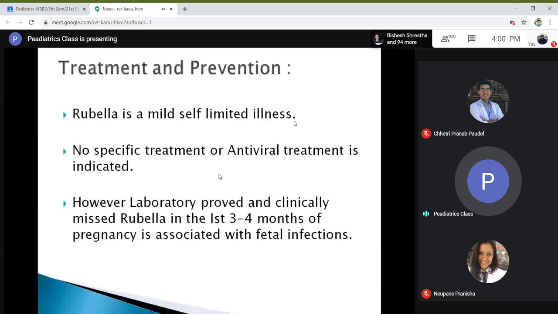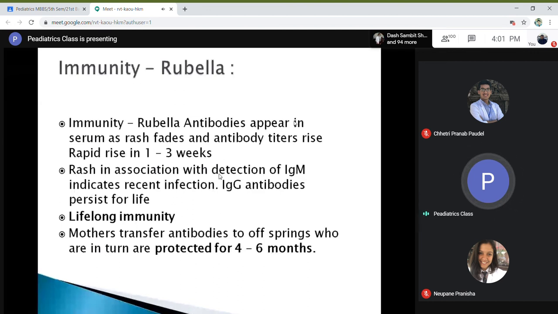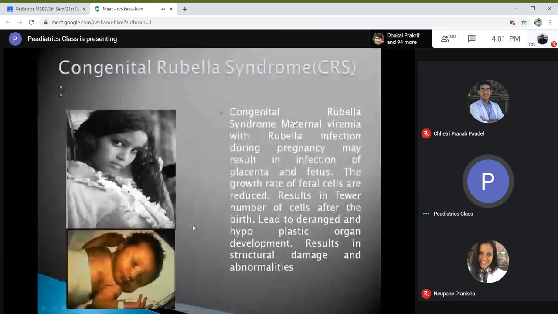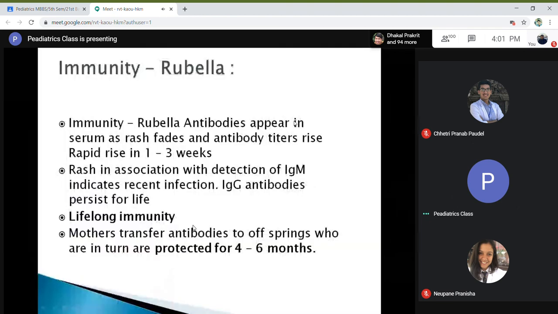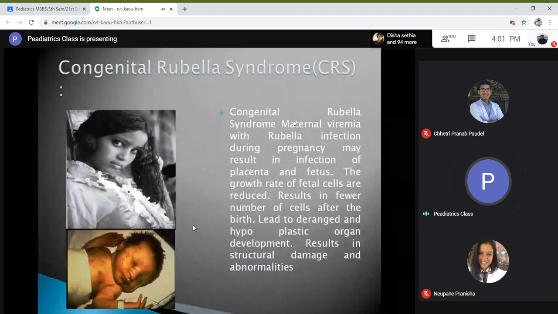So, treatment: it will definitely be self-limited and supportive. If there is fever, you give an antipyretic, and if itchy, something for the itch. What about immunity? Antibodies are formed, and immunity is lifelong, that's important. Lifelong immunity.